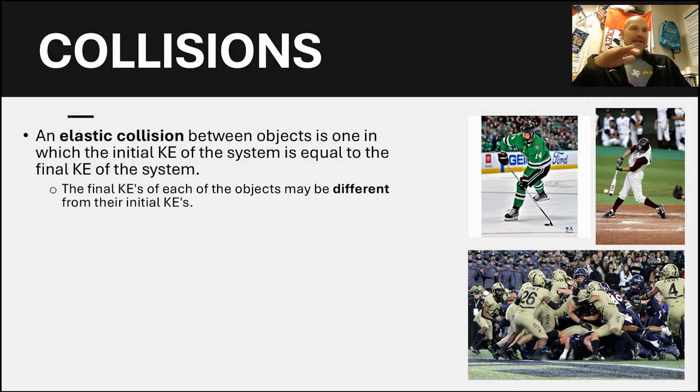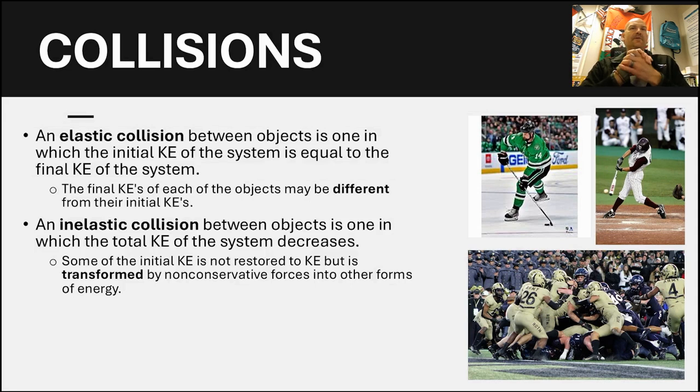For an elastic collision, the kinetic energies will be equal. The kinetic energy going into the collision will equal the kinetic energy coming out of the collision. Because of transfers of energy, if I have two objects, the kinetic energies before will be different than the kinetic energies after for the individual objects. But for the system, the kinetic energies will be equal.